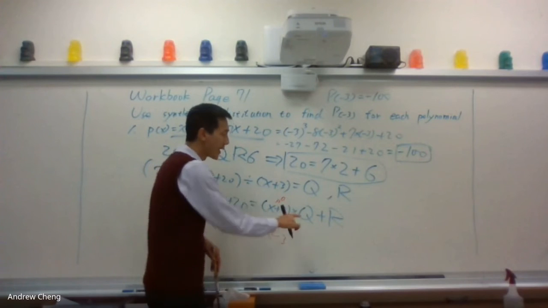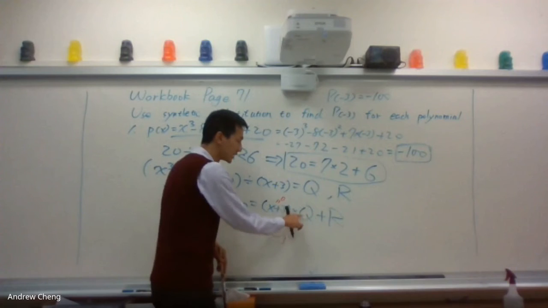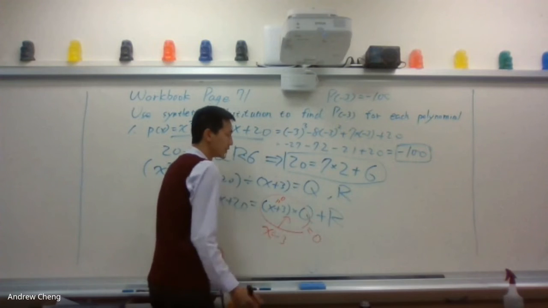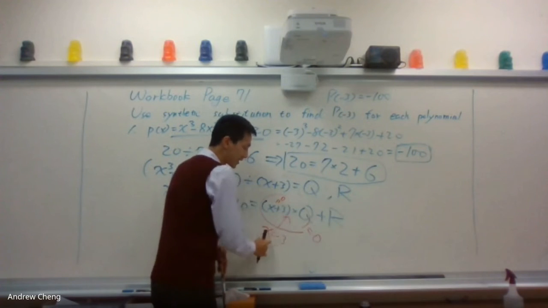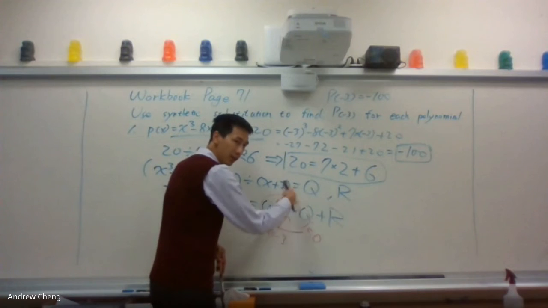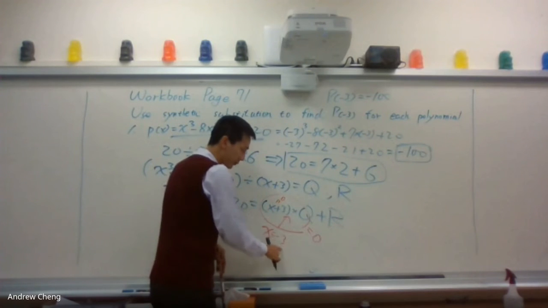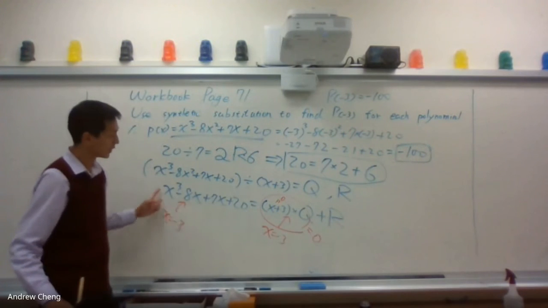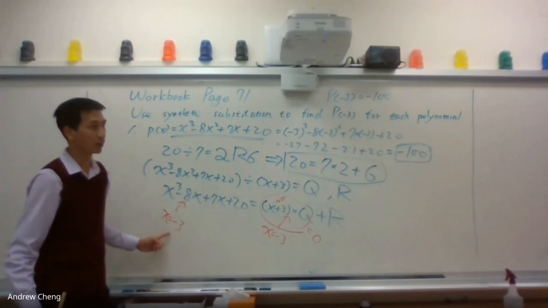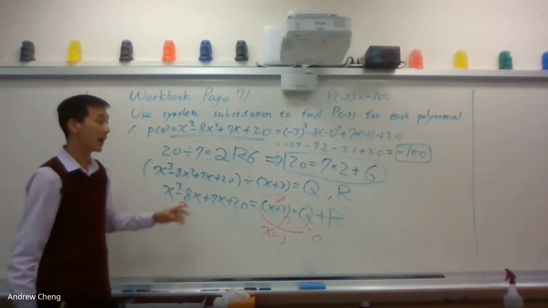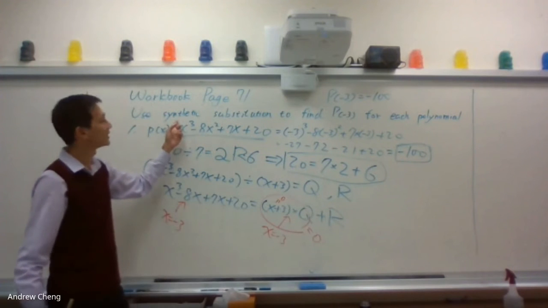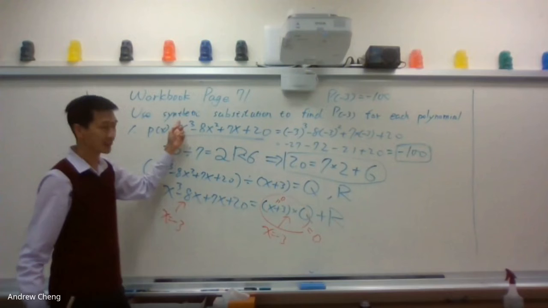Then no matter what my quotient is, this term will be 0. So the value here when x equals -3 is r, my remainder. It equals this polynomial when x equals -3, this function when x equals -3. So we know a faster way to find the remainder, which is to use synthetic division.